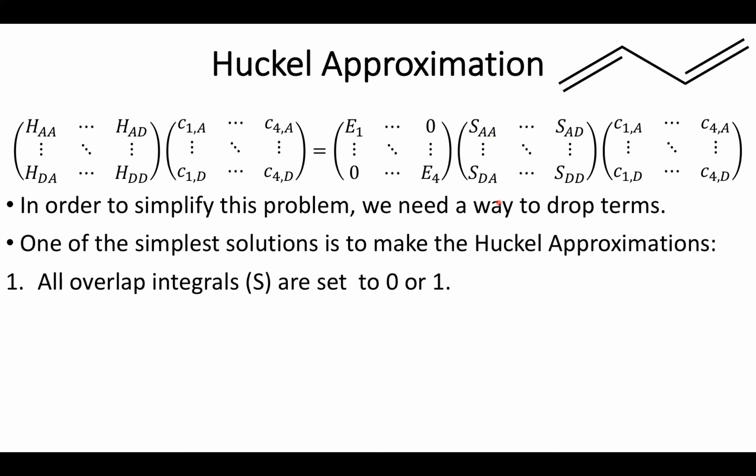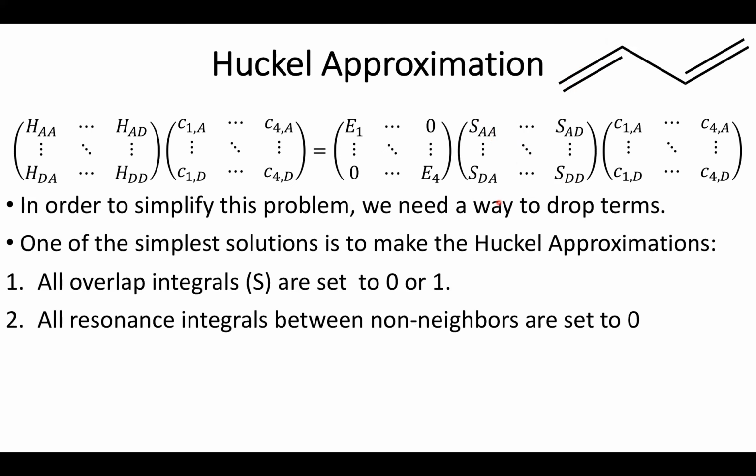The next one is not too bad. So this is going to be that all resonance integrals between non-neighbors are set to 0. So again, let's put this more in terms of energetic terms. Let's say I'm looking at the energy of atom A, it's going to have some sort of resonance with atom B. But anything that's sufficiently far away, so C or D, there's going to be no energy of interaction.